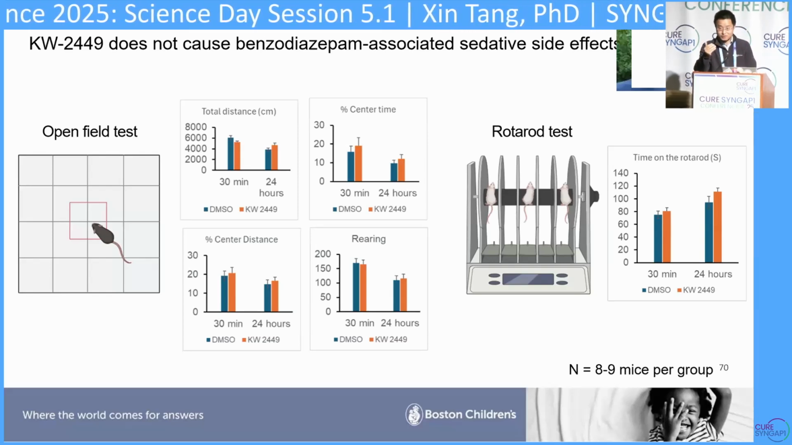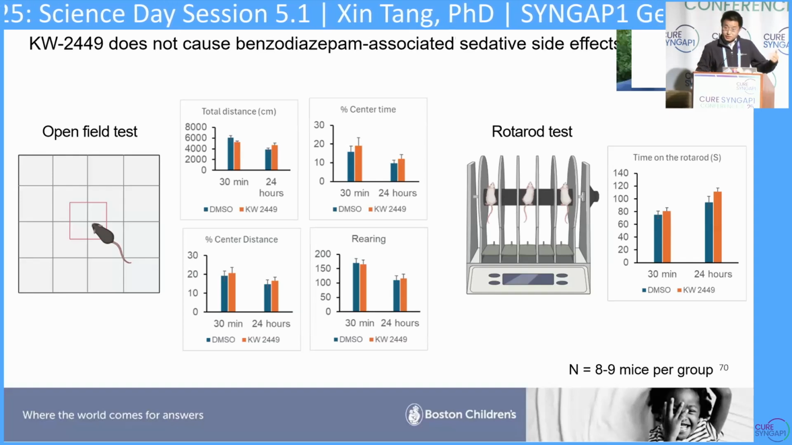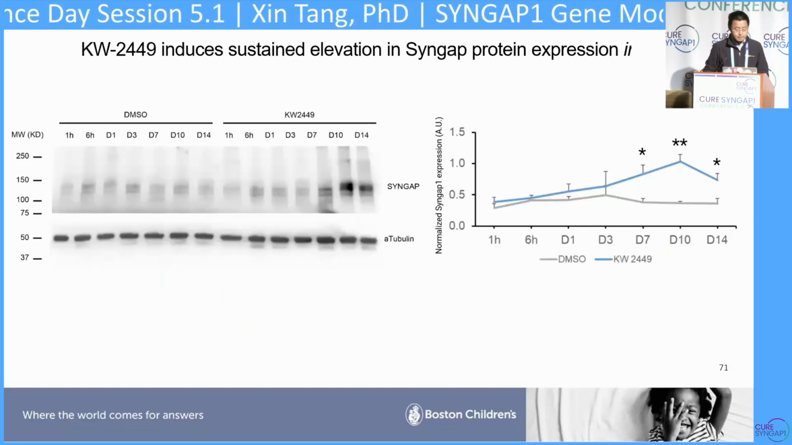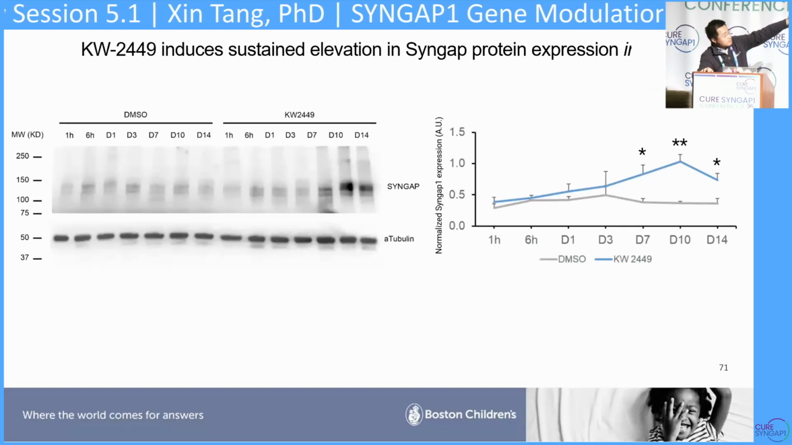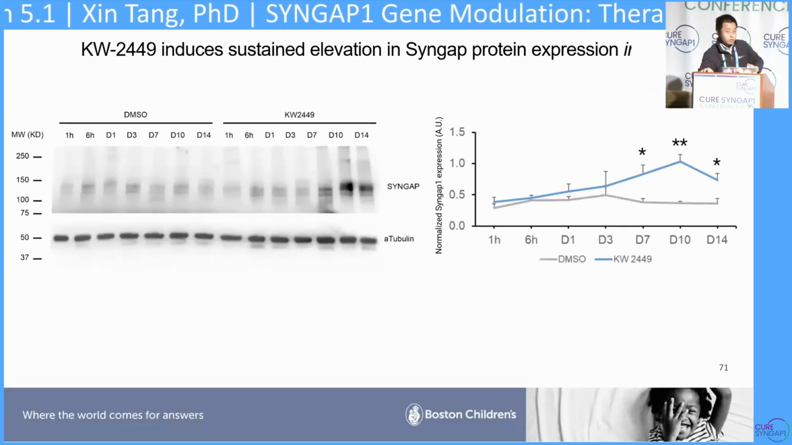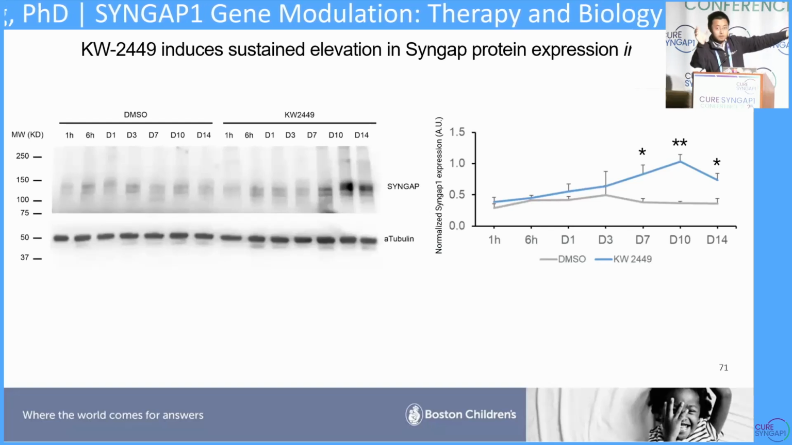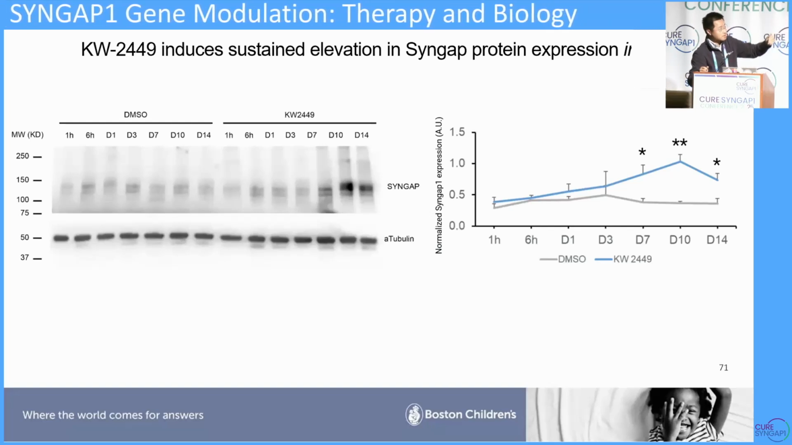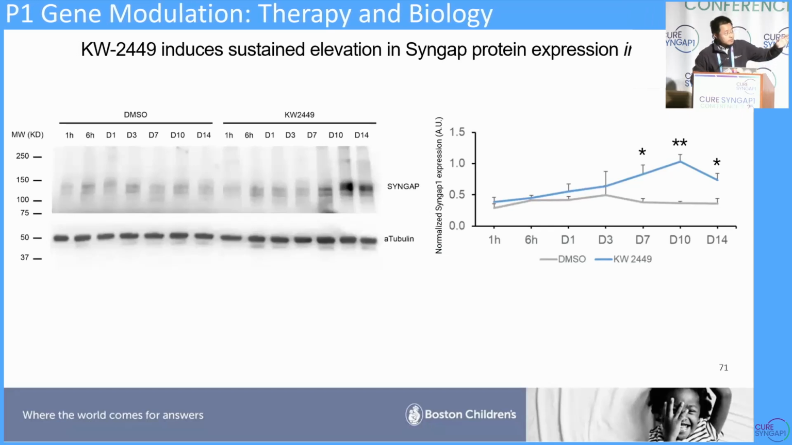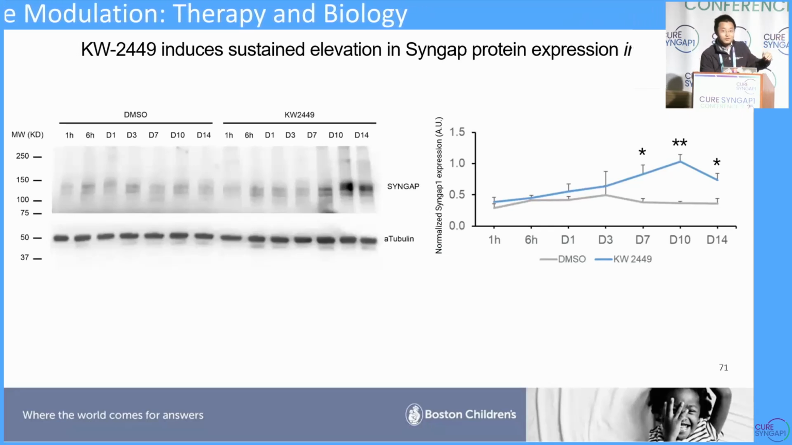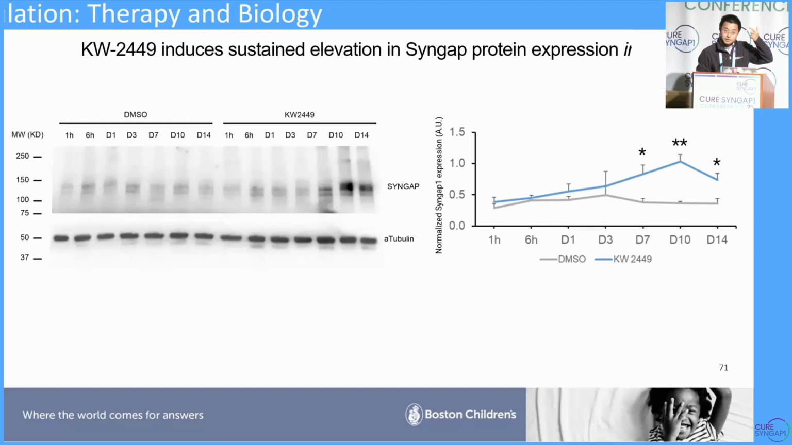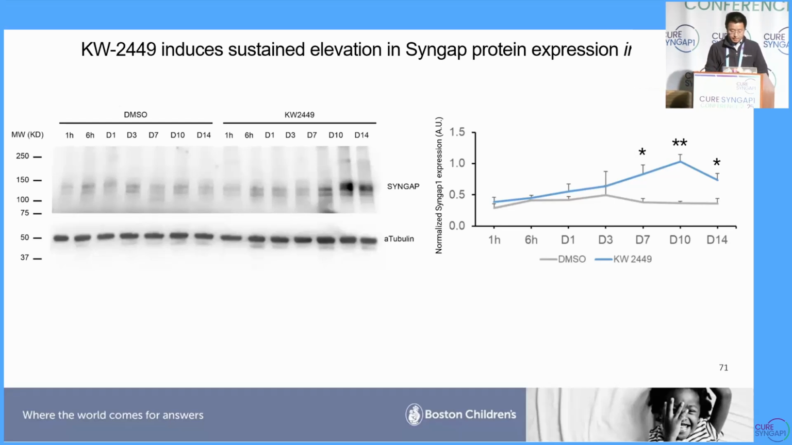So I mentioned SYNGAP, right? What about SYNGAP in the mice receiving the drug? So we basically have a cohort of mice. We inject them with the drug, just one dose, and we collect them at different time points, either DMSO injected or KW249 injected, with several mice for each time point. So what you can see is that it takes a couple of days for the SYNGAP expression to go up in the brain, but it persists all the way until 2 weeks. We find it quite surprising, right? So we did multiple repeats to really consolidate this finding.